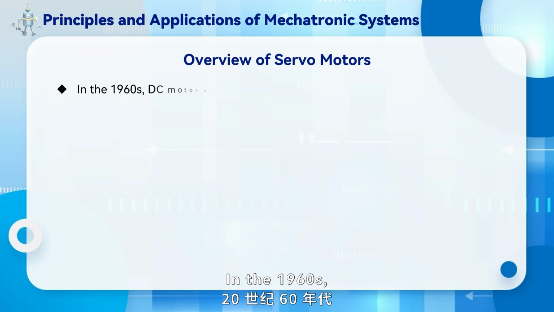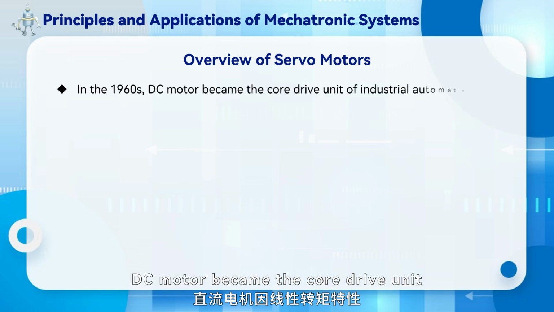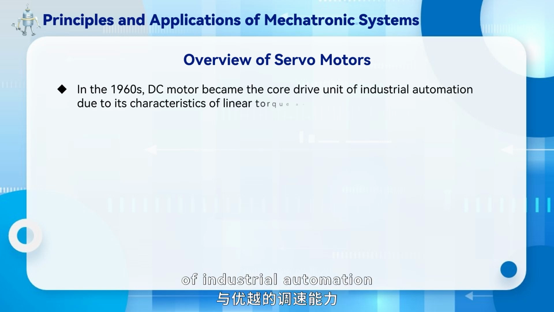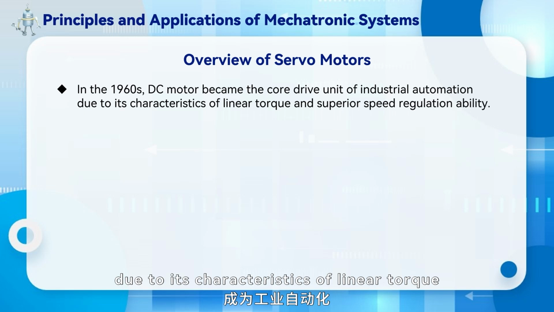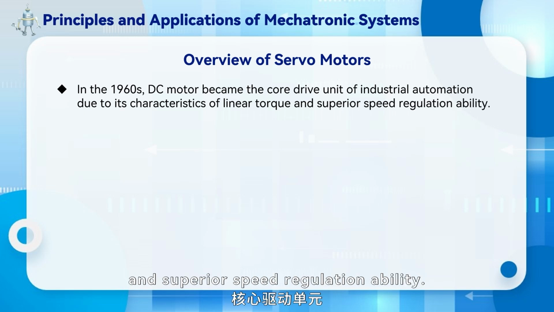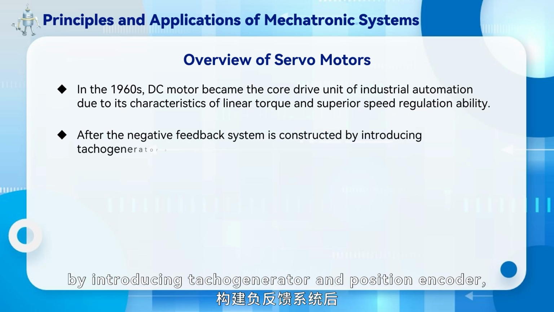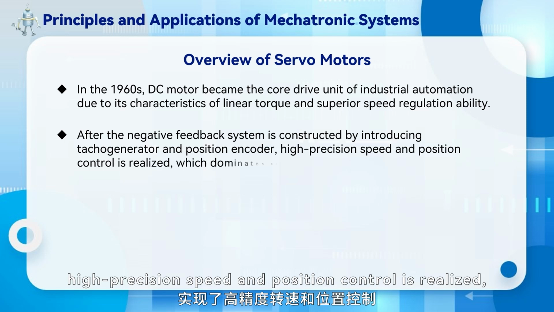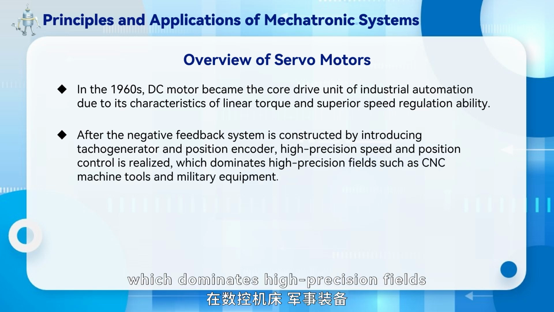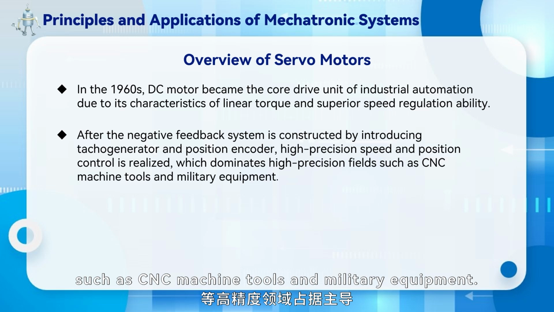In the 1960s, DC motor became the core drive unit of industrial automation due to its characteristics of linear torque and superior speed regulation ability. After the negative feedback system is constructed by introducing tachogenerator and position encoder, high-precision speed and position control is realized, which dominates high-precision fields, such as CNC machine tools and military equipment.